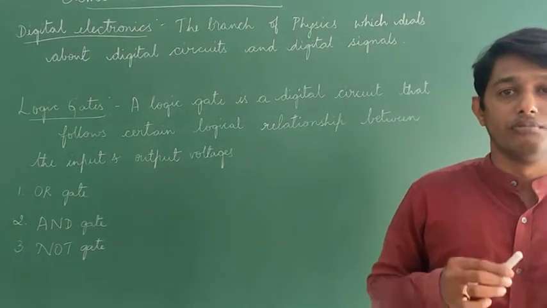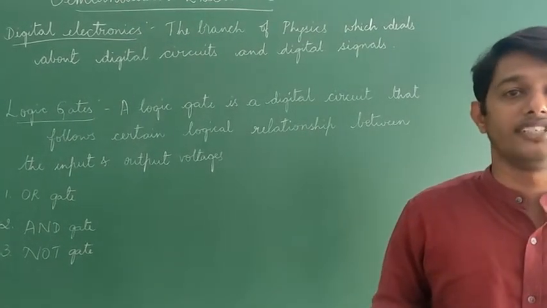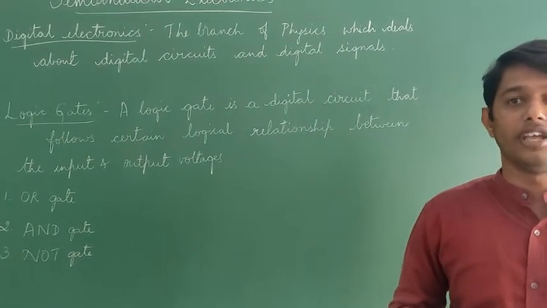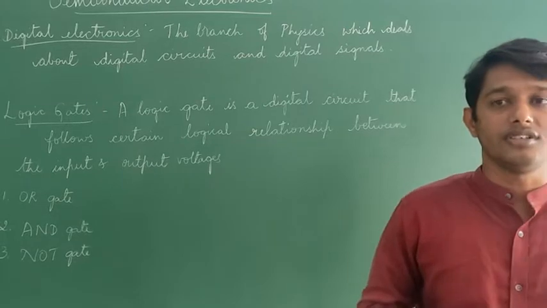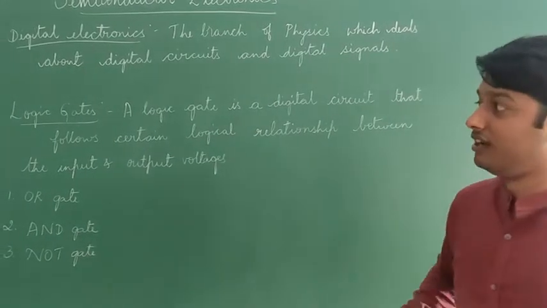So George Boole developed the algebra for the working of digital circuits called Boolean algebra. It is based on the binary system. It uses two digits, 0 and 1. So the next one is logic gates.